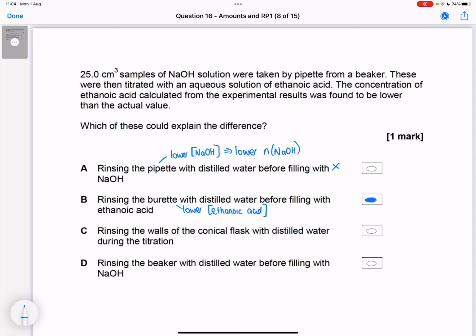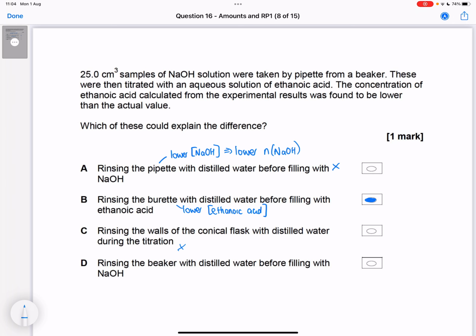If we rinse the wall of the conical flask with distilled water during the titration, that has absolutely no effect. We know that's a technique we can use to make sure all of our ethanoic acid transfers into the solution. Once we've transferred the sodium hydroxide moles, adding water to that is not going to change the moles, and so we aren't going to affect the answer. So this is definitely wrong.